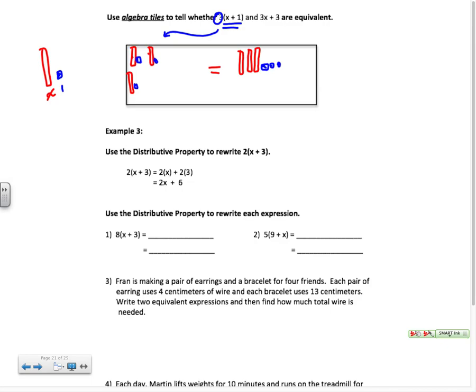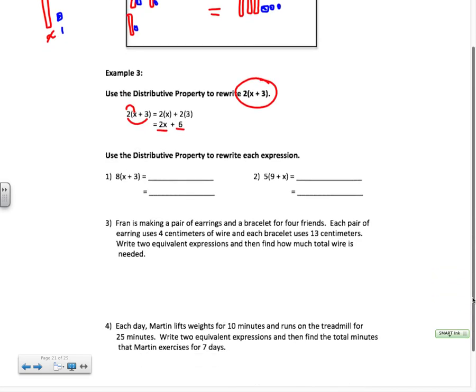Let's take a look at the distributive property to rewrite 2 times (x plus 3) without our tiles. So if we were to distribute this 2, we can say 2 times x plus 2 times 3. That would equal 2x plus 6 after I've multiplied that out. Okay, let's take a look at the second example.